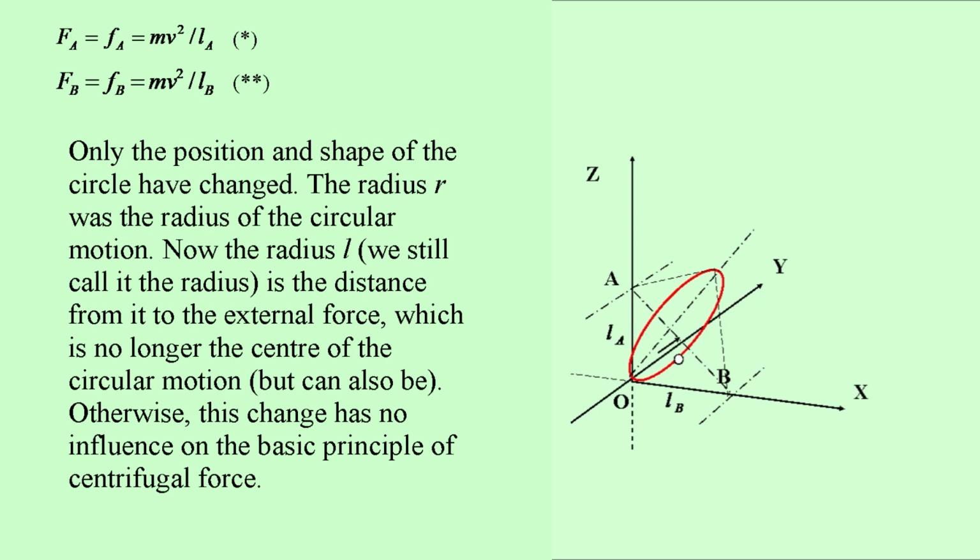The radius r was the radius of the circular motion. Now the radius L, we still call it the radius, is the distance from the body to the external force, which is no longer the center of the circular motion, but can also be. Otherwise, this change has no influence on the basic principle of centrifugal force.